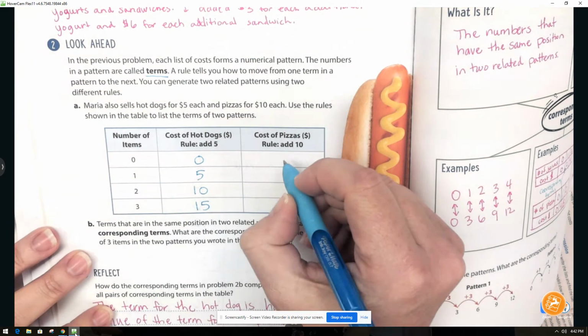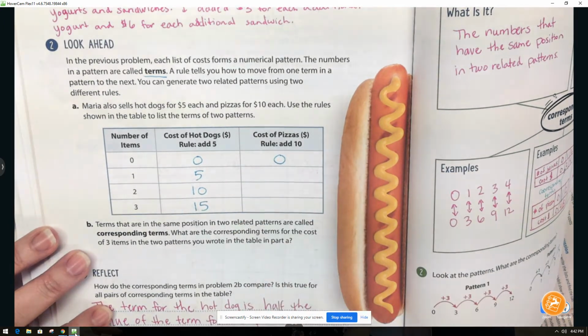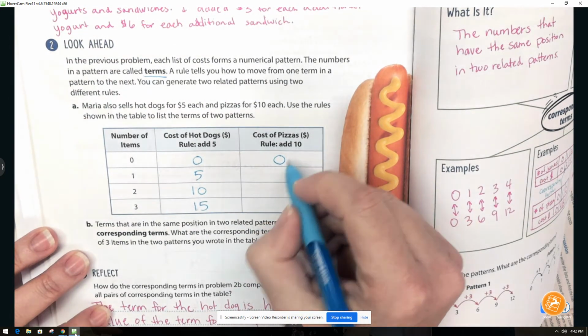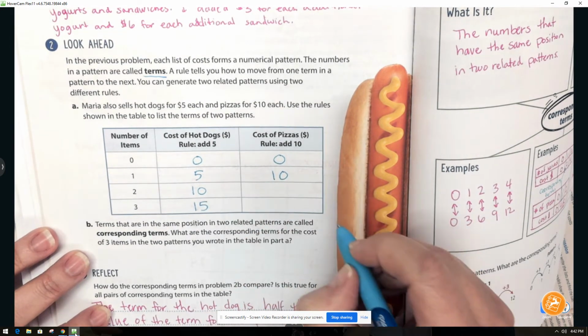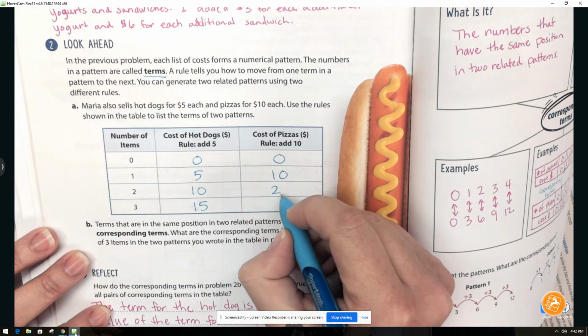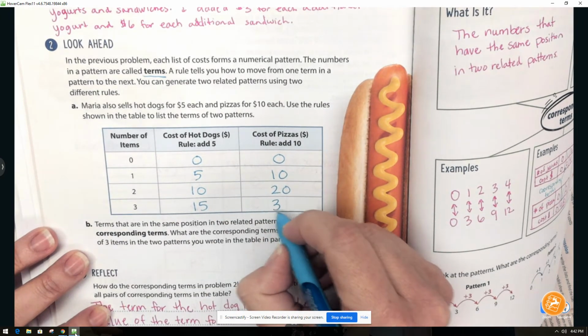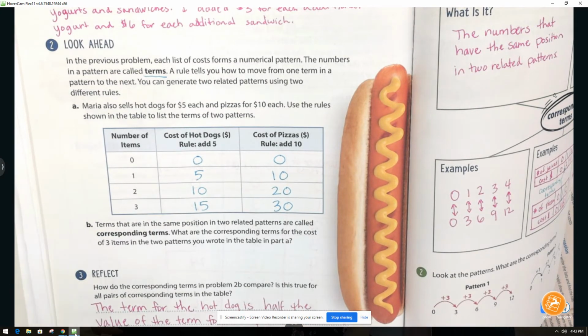Now for pizza. If we had 0 pieces of pizza, we would have 0. If we had 1 pizza, we would add 10. So 0 plus 10 is 10. 2 pizzas would be 20. And 3 pizzas would be 30.